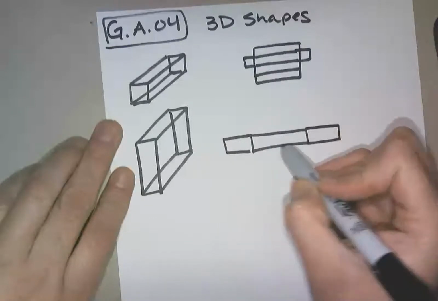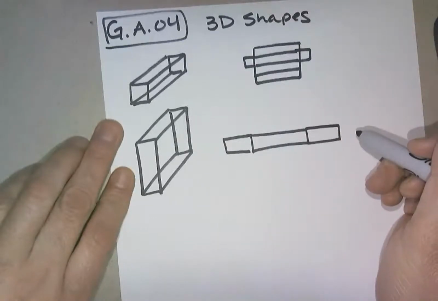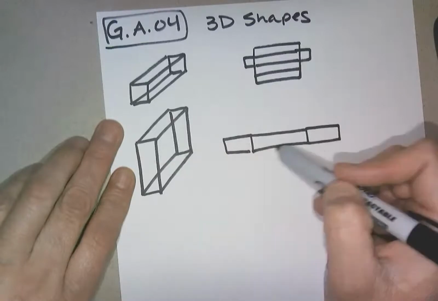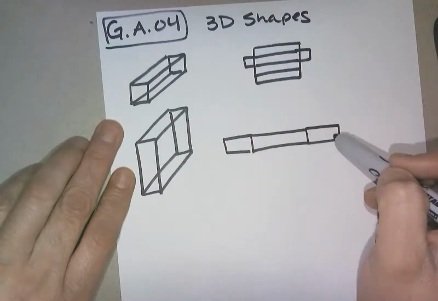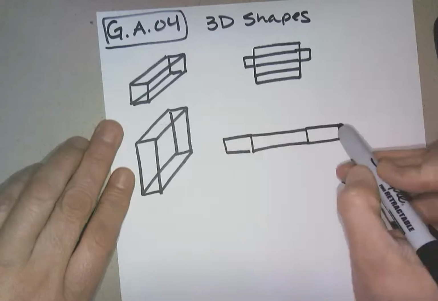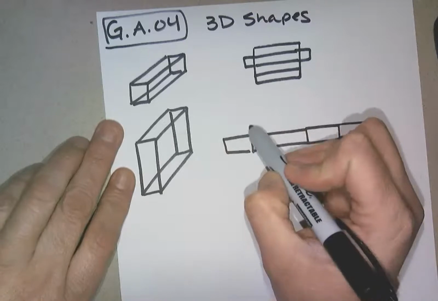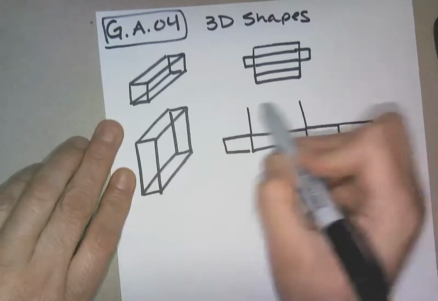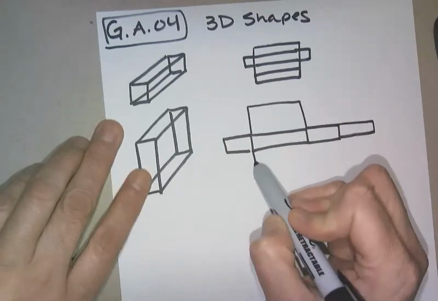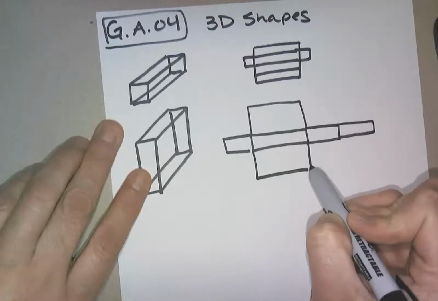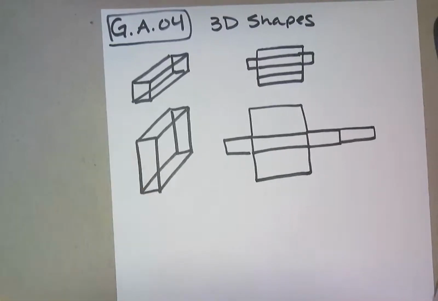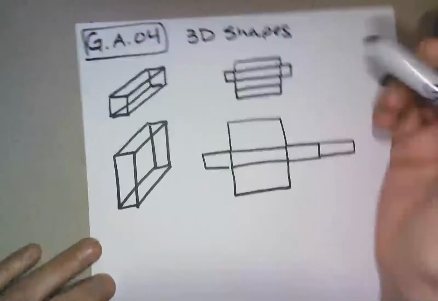1, 2, 3. And we have this one here, this one here, this one here. We still need this top one here. And then these long rectangular parts. So that would look like this. And it would have a twin to look like this. Okay? So these are your rectangular prisms.